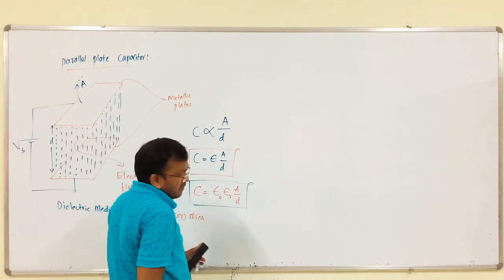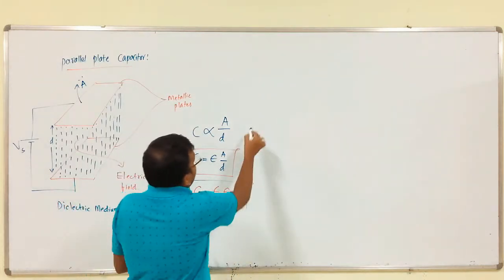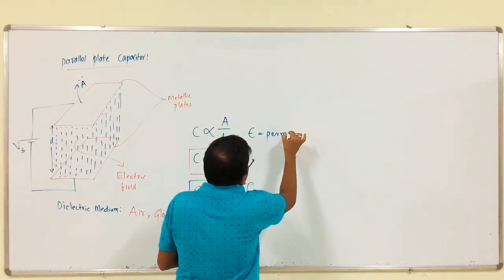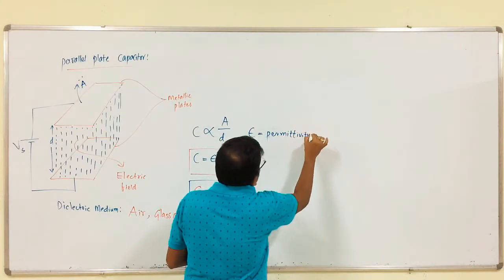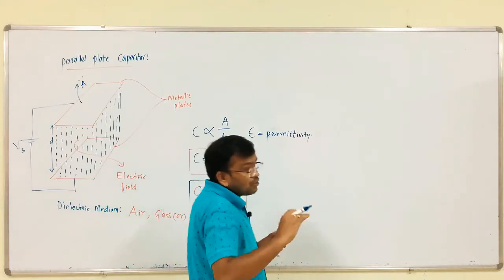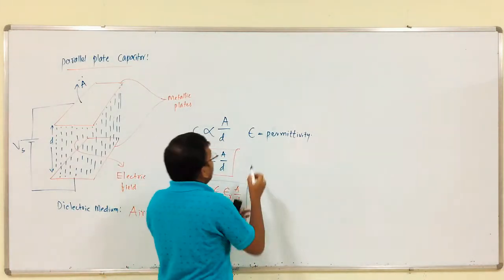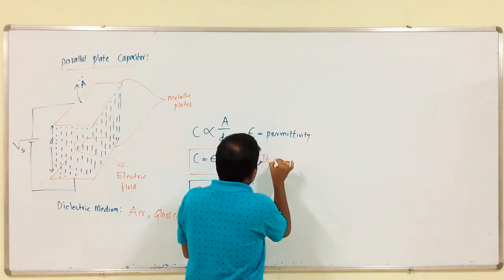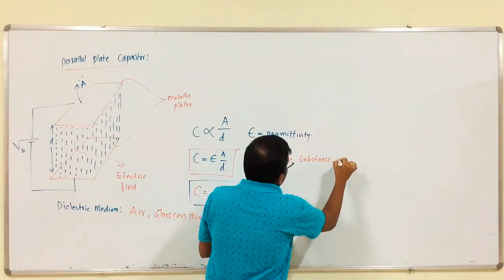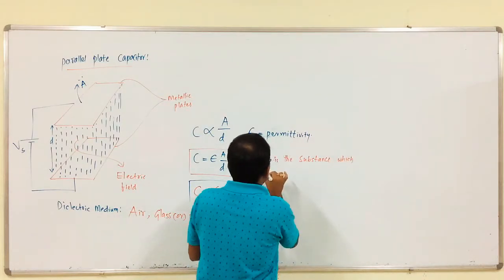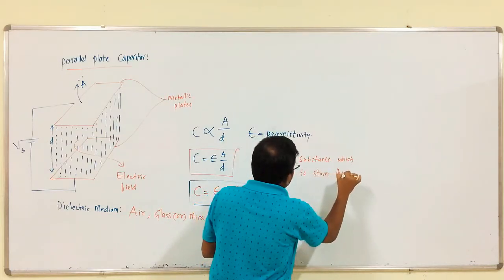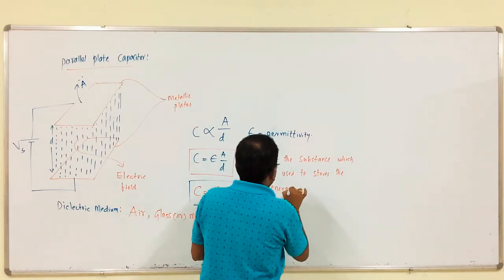Here epsilon R is nothing but relative permittivity. Here epsilon is the permittivity. What is this permittivity? It is the substance which is used to store the electric field. It is the substance which is used to store the energy.